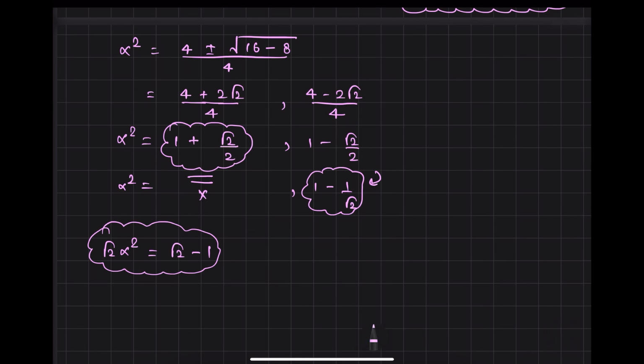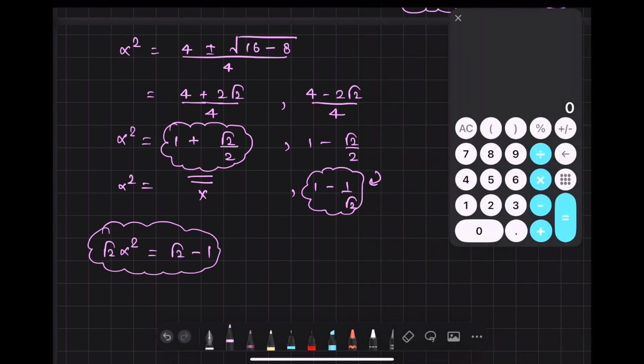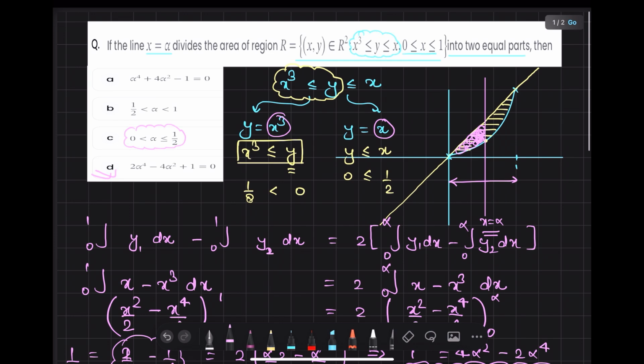Correct? So look at this, what is 1 divided by root 2? 1 divided by 1.414. So this is 0.7. If you subtract 0.7 from 1, you will be left with what? 0.3. So it is close to 0. Okay, so it is not the correct idea because this is 0.5. So option C is correct.